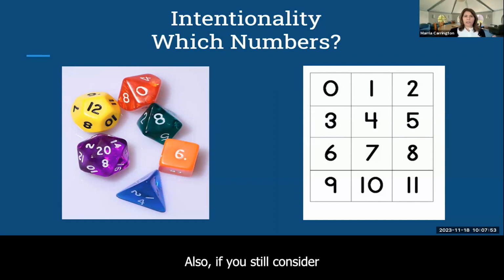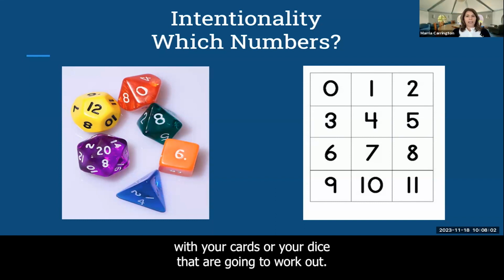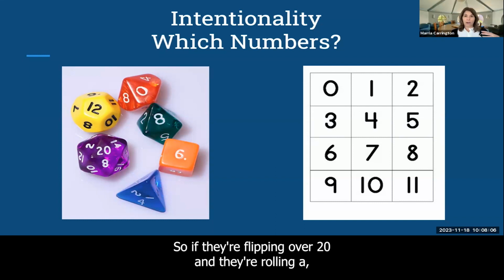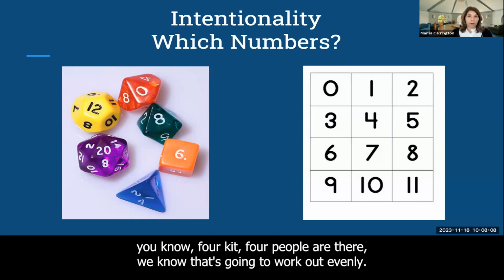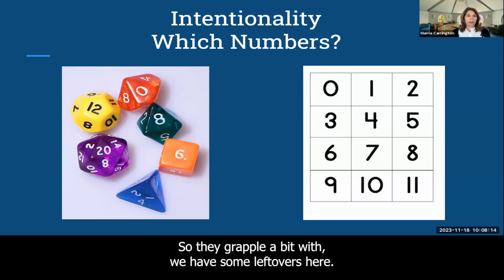Also, if you still consider the equal sharing context from the slide before, you want to create numbers with your cards or your dice that are going to work out. So if they're flipping over 20 and rolling four people are there, we know that's going to work out evenly. But you also want to pick ones that don't work out evenly, so they grapple a bit with, oh, we have some leftovers here.